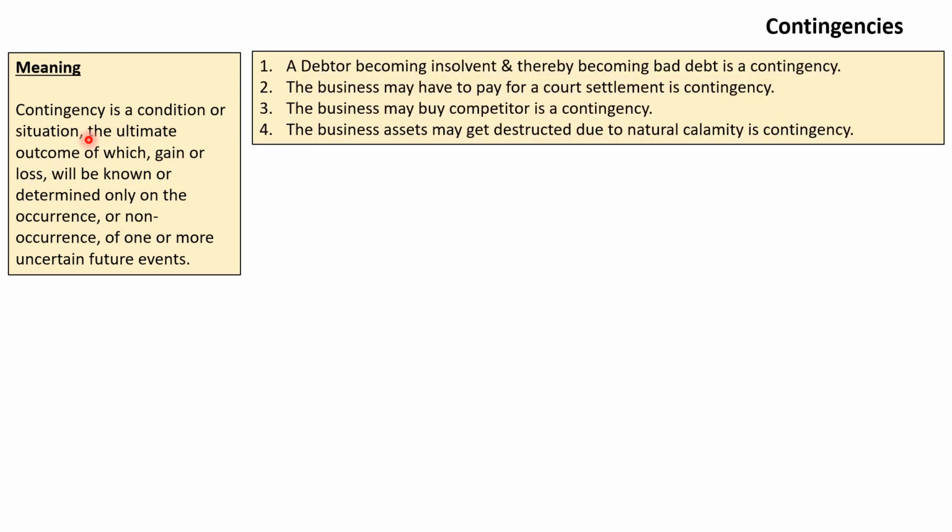So what are the examples? For example, there is a debtor in the balance sheet and the debtor may become insolvent, and thereby the debt which is recoverable from him will become bad debt for the company. So this is a contingency. There is a debtor who may turn out to be bad. So as on today, the existence of the debtor is already there, but the future outcome, whether the debtor will pay the money or won't pay the money, is not known.